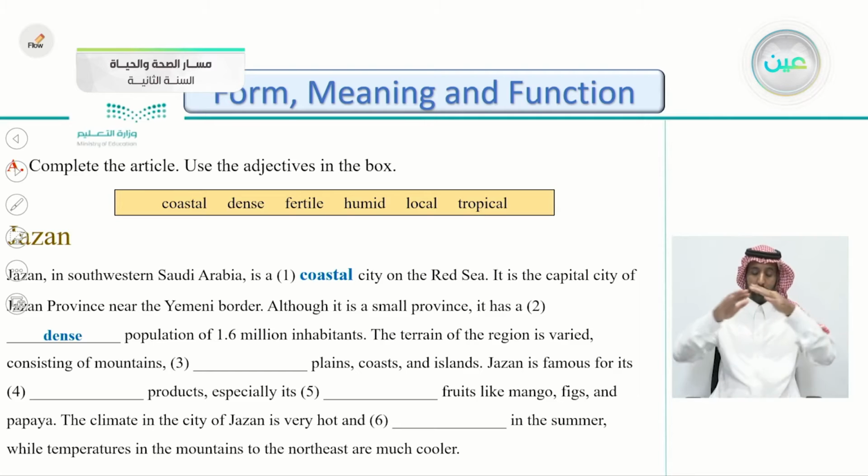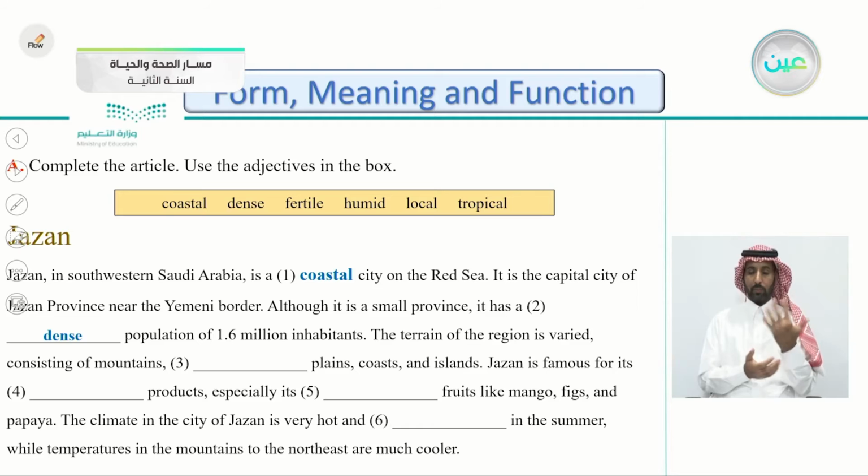Mountains, and then the third gap, plains, coasts, and islands. So what do we put here? Plains. Yes, very good. Fertile plains. It means that you can plant trees there. Fertile plains, coasts, and islands. Jazan is famous for its products. How do we describe the products here? Is it humid, local, tropical products?